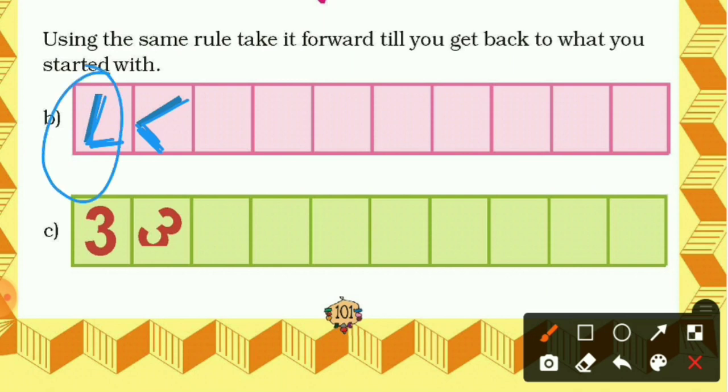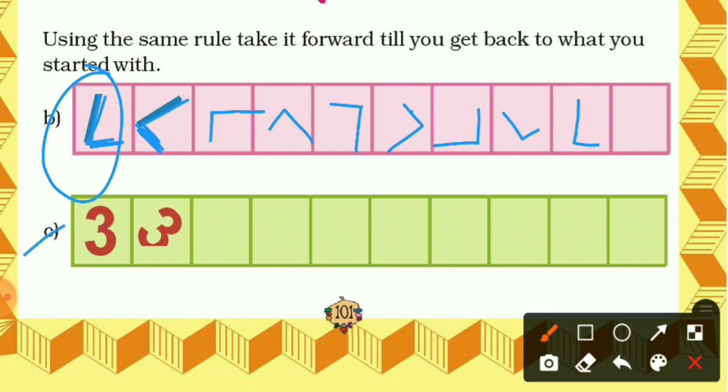So in the next picture it will look like this. Then next it will look like this. We are going to use 1/8 turn. Now in the next picture it will look like 7. Then next it will look like this. Then it will face the upside. Then next it will look like this, and at last it will look the same, the L shape.